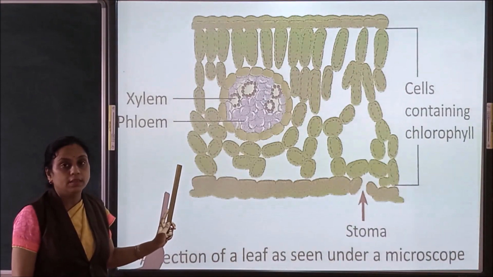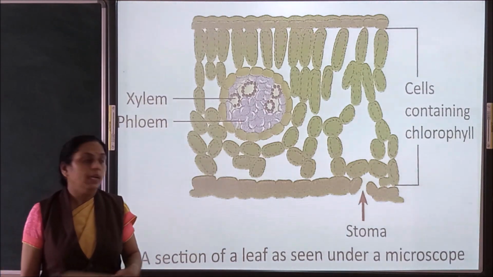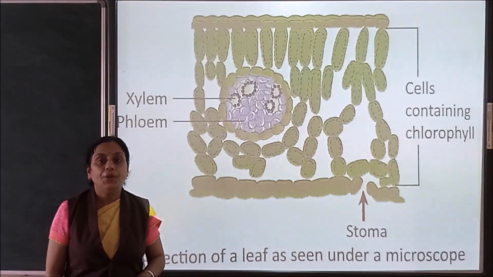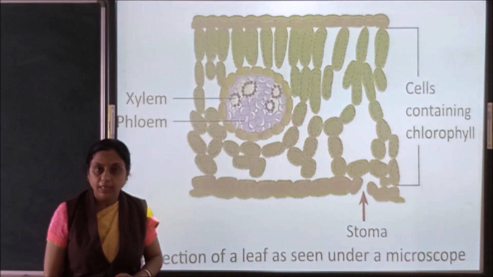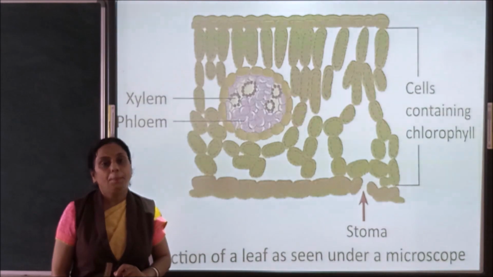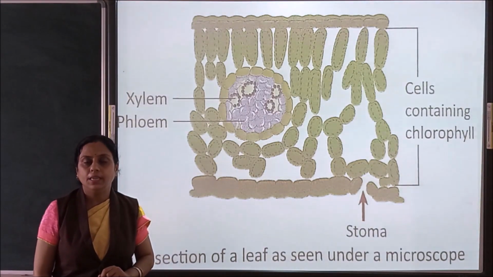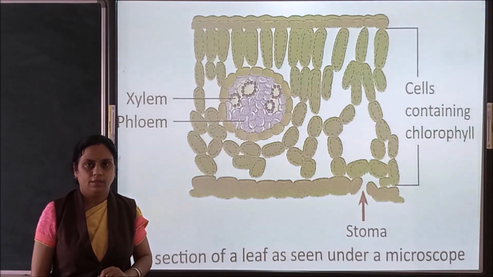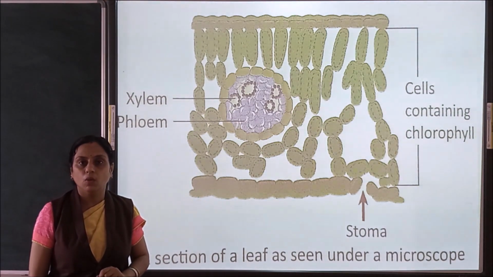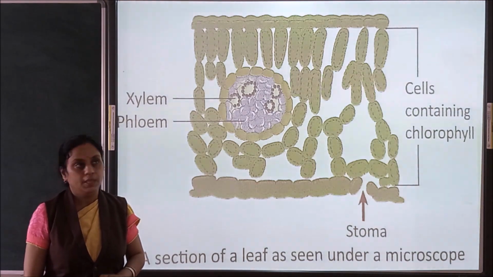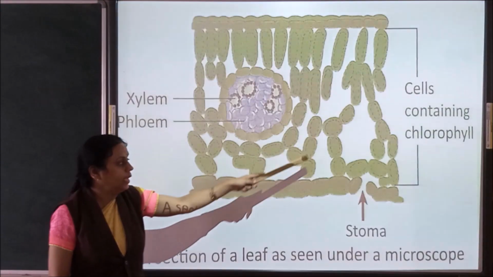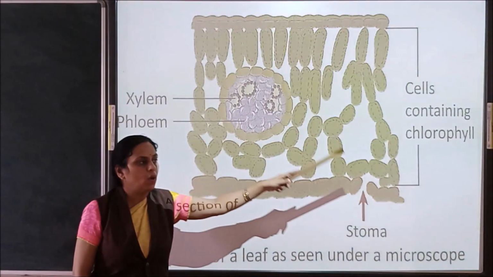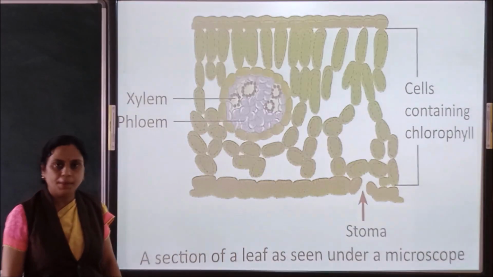Now why? Because in the leaves, a green color pigment is present. In the leaves, the green color pigment that is present is called chlorophyll. That's why all the leaves look green, because chlorophyll is present in them. Similarly, the cells are green in color because chlorophyll is present.